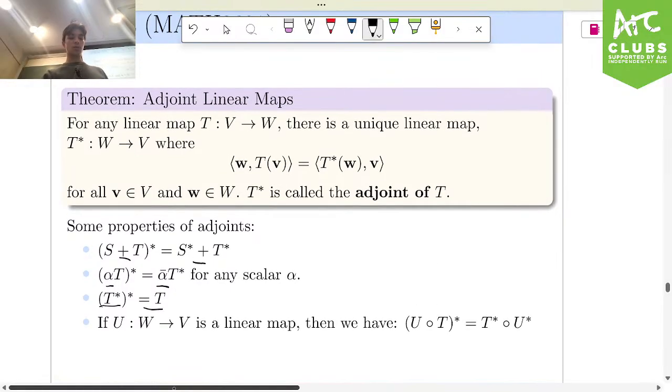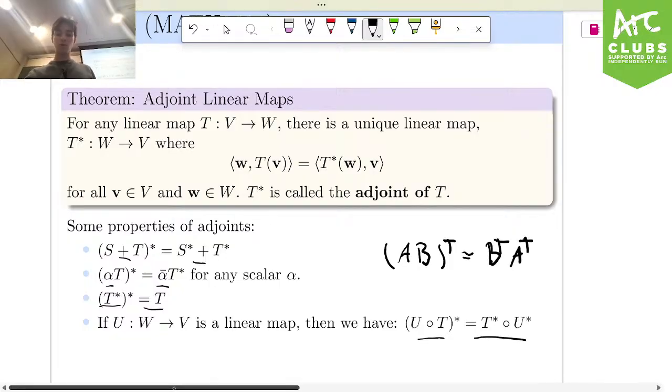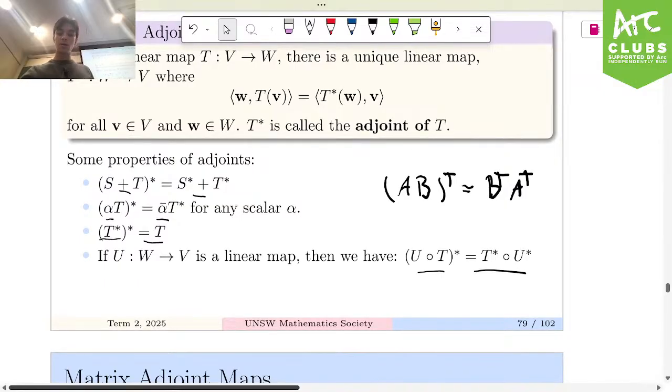It inverts itself, so the adjoint of the adjoint is just the original map, and it flips, right? In the same way that a transpose reverses the order of two matrices, so AB transpose is equal to B transpose A transpose, the adjoint does something similar. So the adjoint of U compose T is the same as T adjoint compose U adjoint.